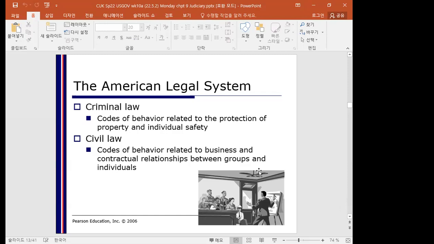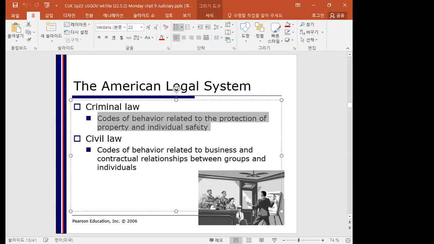In the American legal system, codes of behavior related to the protection of property and individual safety constitute criminal law and civil law. Remember, the kind of people taking this course in the United States are typically students that have plans to go to law school and become lawyers, attorneys. So this is a particularly important chapter for them, because they're thinking about, at least maybe, I want to become an attorney and work in the legal system. Criminal law versus civil law. Codes of behavior related to businesses and contractual relationships between groups and individuals. So contractual relationships between groups and individuals is the focus there.